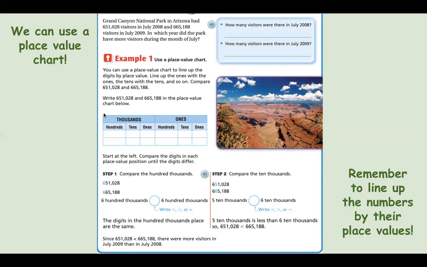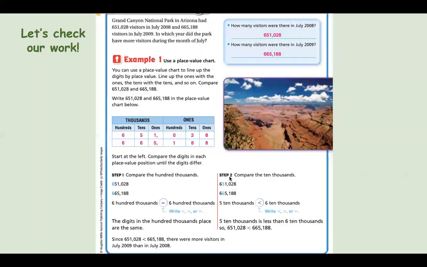All right, so you should have paused the video and thought about how we can put these two numbers into the place value chart so that we can compare them. So we start at the left and compare the digits in each position. So starting at the left side, I would start with the 100,000s place. And I think I'm going to click to the next part so we can see it. So your place value chart should look like this.